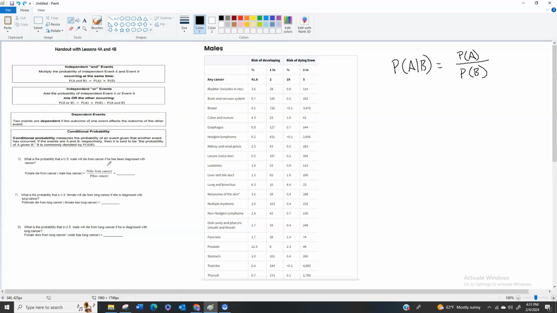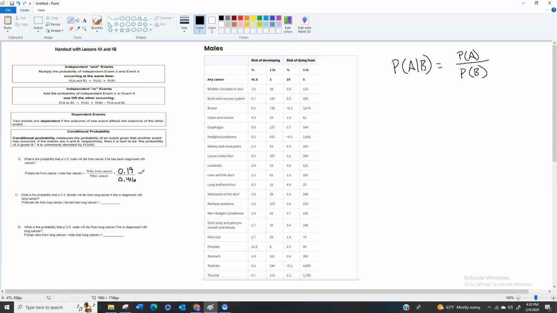So the probability of dying from cancer is 19%, so that would be 0.19. And then given that they have cancer, that's 41.6%, so 0.416. So what we're saying is 19% of the 41% will die from cancer. So if we divide that, it gives you your chances overall before, if you know that you have cancer, what are the chances of dying from it?